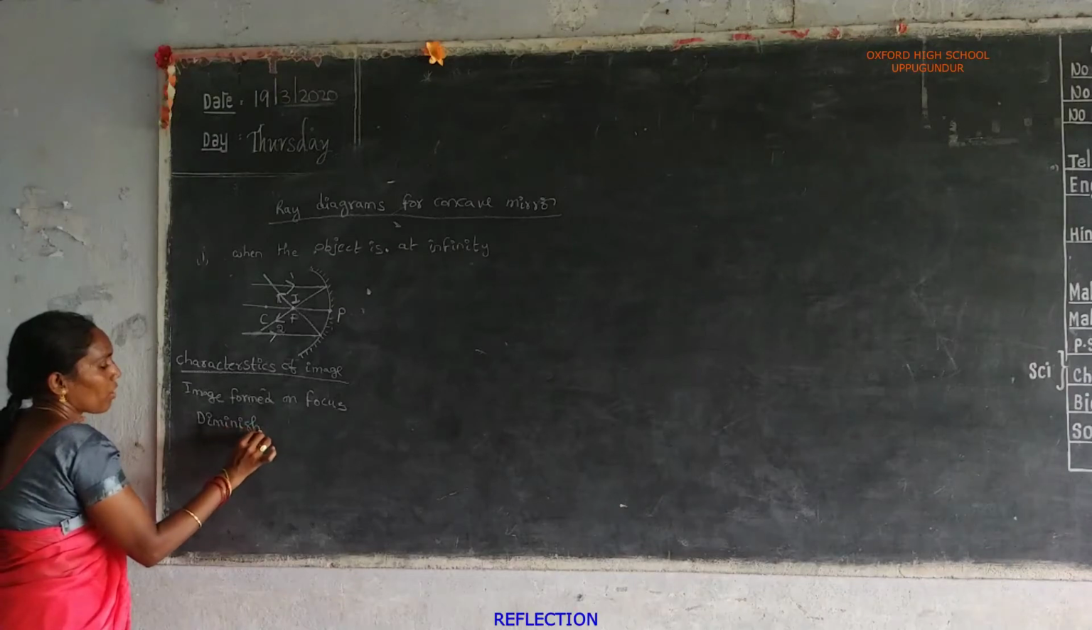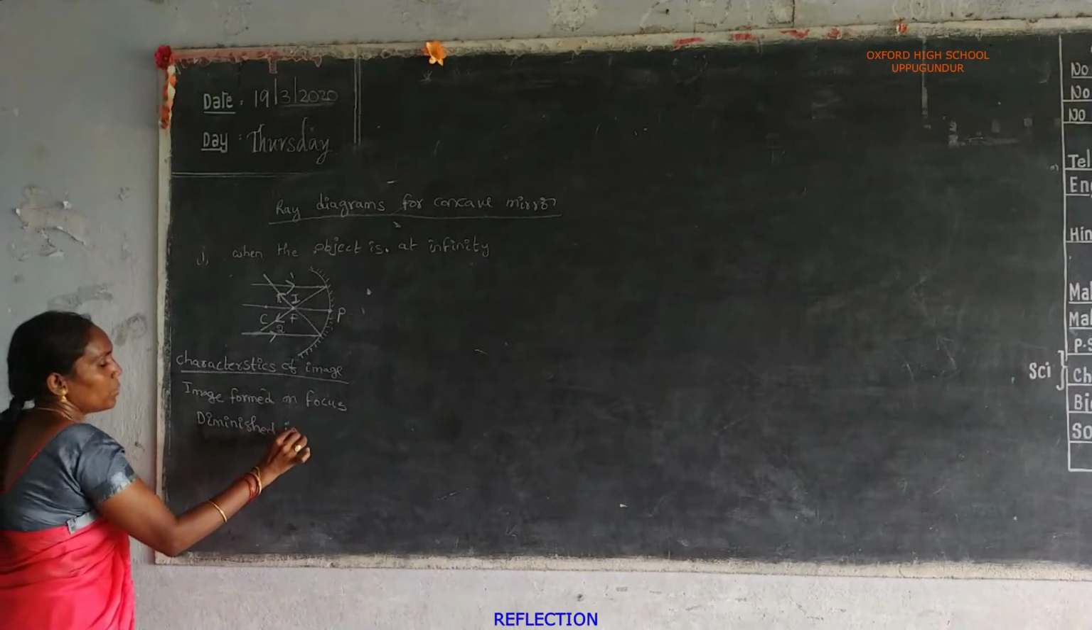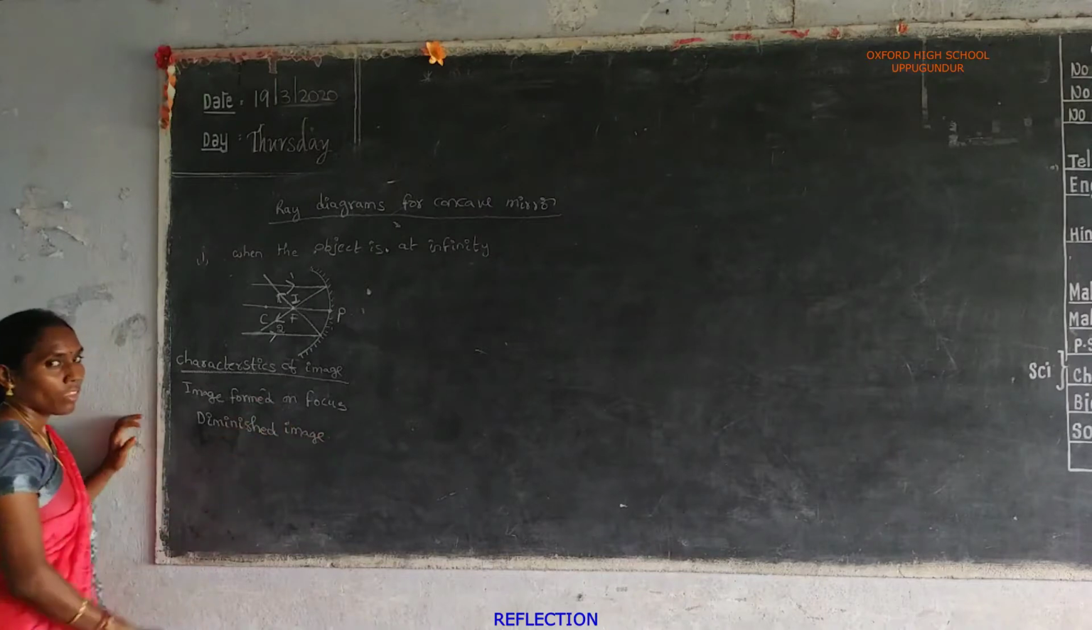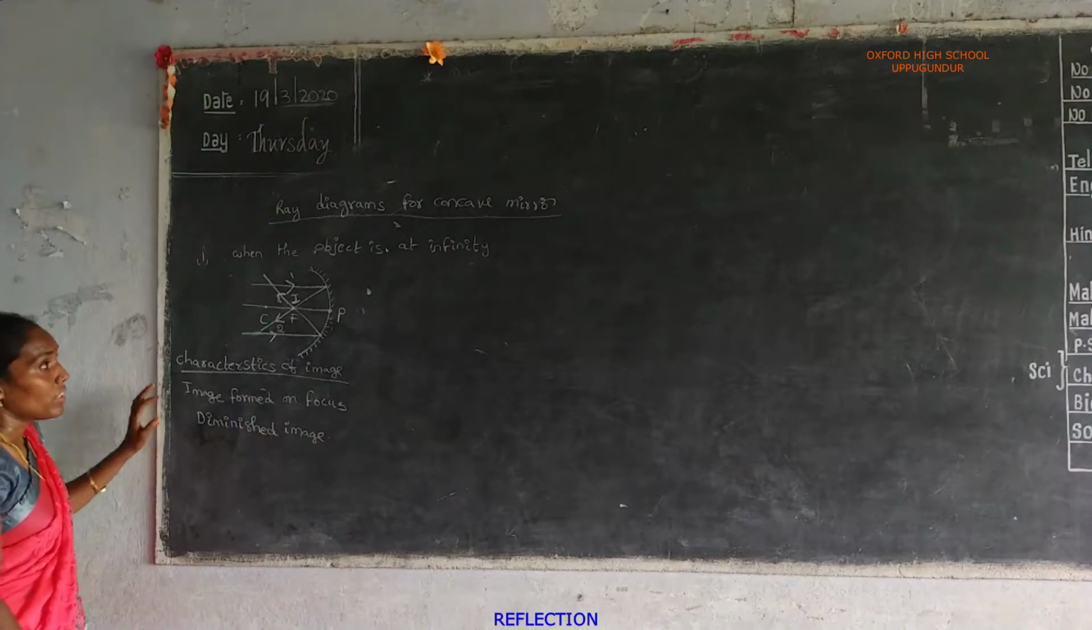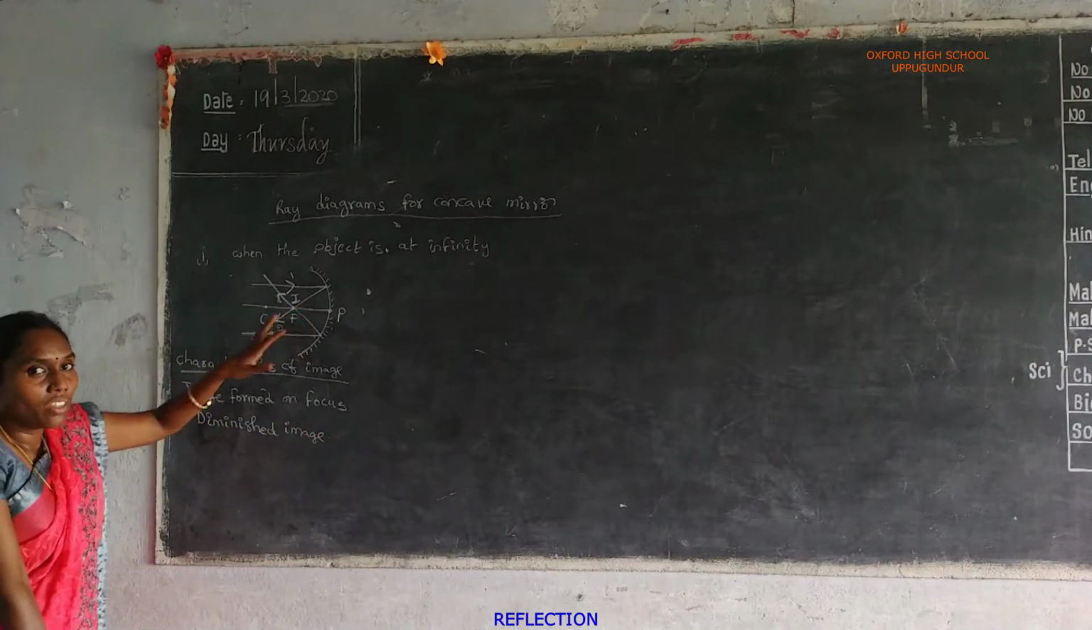That's why it is a diminished image. Okay? And next one: this image can be caught on the screen.